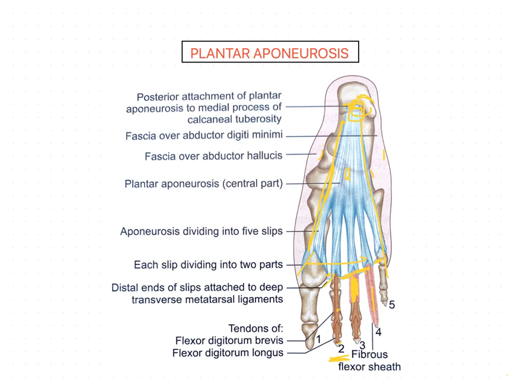If you see the functions of the plantar aponeurosis, it fixes the skin of the sole, it protects the deeper structures, it helps in maintaining the longitudinal arches of the foot, and it gives origin to the muscles of the first layer of the sole. This is all about the plantar aponeurosis. In the next session, we are going to discuss the layers of the sole. Thank you.